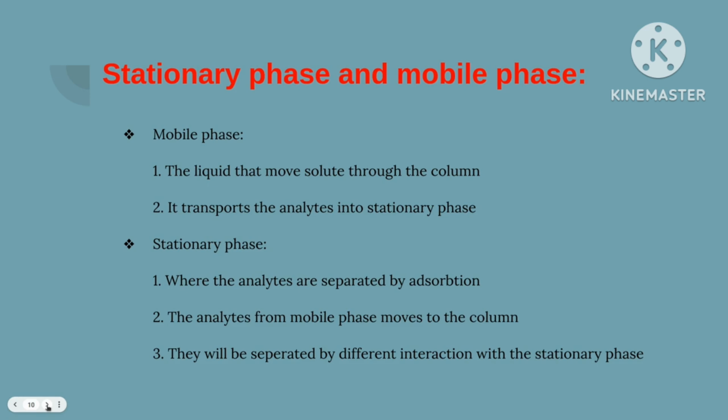Let's recap once. When we enter the analyte into the HPLC system, the mobile phase transfers this analyte into the stationary phase, that means the column. Here the separation occurs based on the polarity of the compound. So the mobile phase transports the analyte into the stationary phase. In the stationary phase, the analyte is separated by adsorption. Stationary phase means column. The analyte from the mobile phase moves to the column. In the column, separation occurs based on adsorption. More polar components will move more quickly through the column as they are more attracted to the mobile phase.